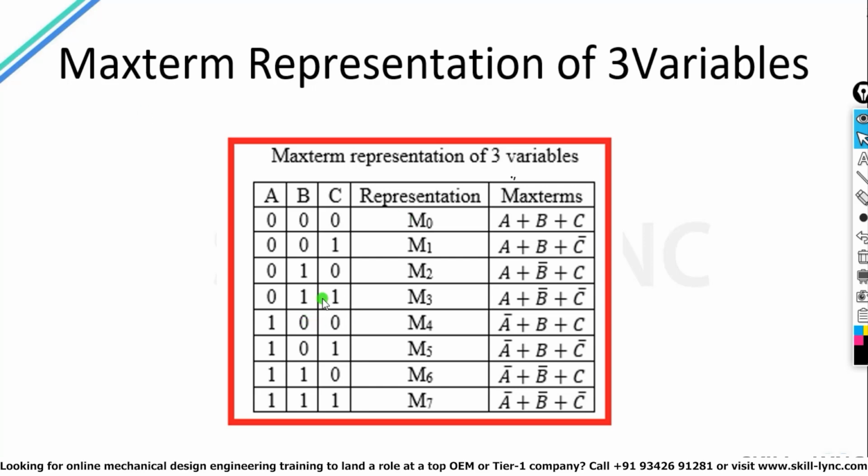For example, if I take the case of this row, 1, 0, 0, that means 4, so it is M4. But 1 means A bar, 0 means B and 0 means again C. Otherwise, we know that 0 is complemented, but in case of POS, where max terms exist, we have to take the opposite one. Means 0 stands for uncomplemented form and 1 stands for complemented form. So this is the max term representation of the three variables.